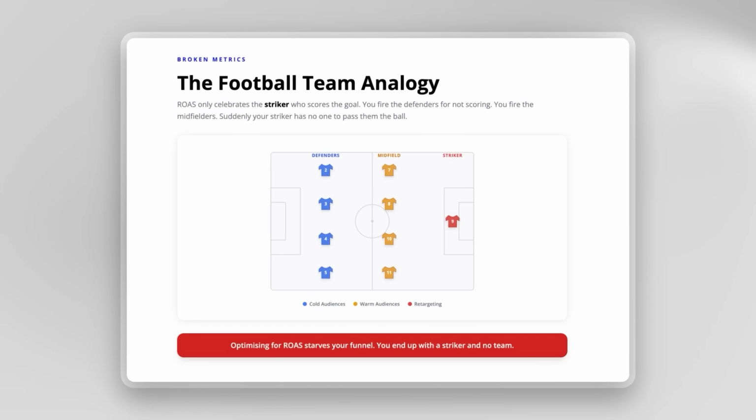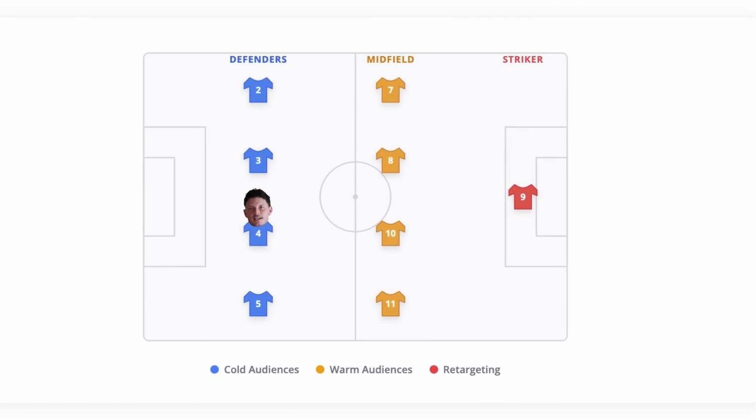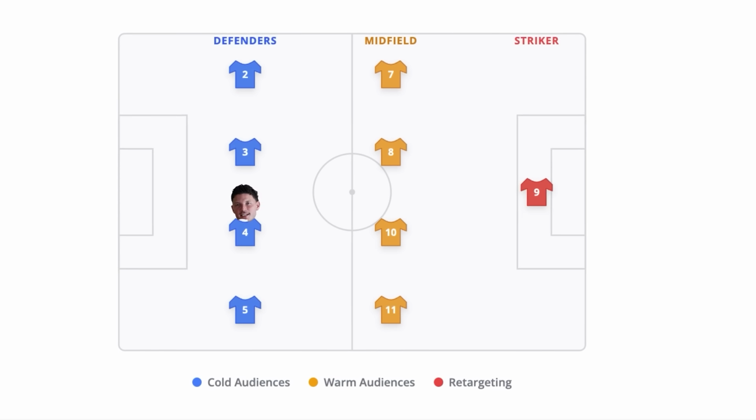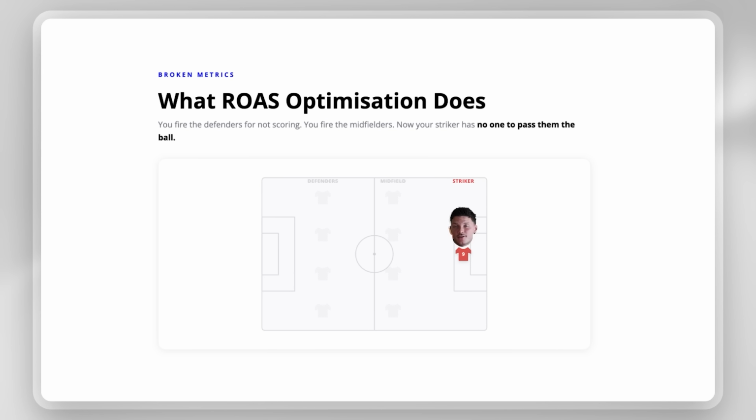So think of your ads like a football team. You have your defenders, they're going out to your cold audiences. Then you have your midfielders, more your educational content, pushing down the middle of the funnel. Then you have your retargeting ads. They're the ones closing the deals and getting people over the line. But what happens when you only celebrate the striker and you fire midfield and you fire your defenders for not scoring? Suddenly your striker has no one to pass the ball or set up those goals. Your funnel is starved and your business dies and your team loses.